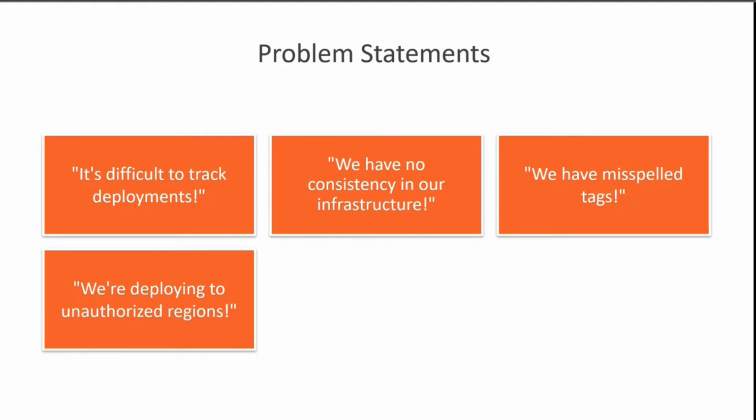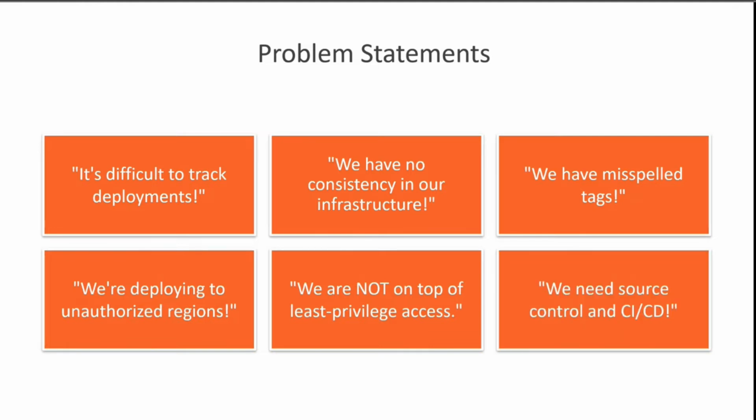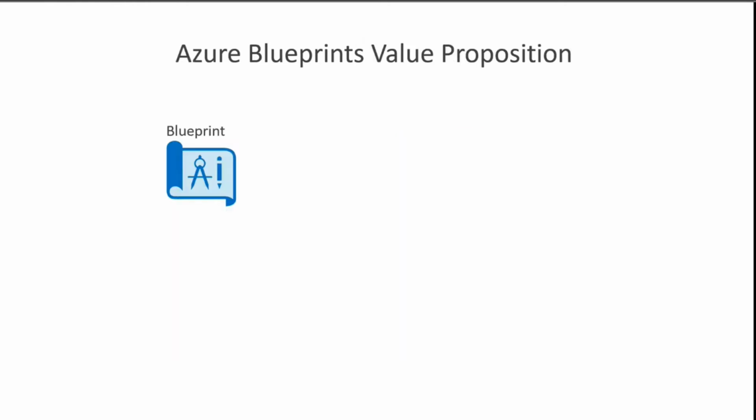of blueprints. We're deploying to unauthorized regions. We're not on top of least privilege access. In other words, we're not being as consistent with role-based access control assignments as we really should. Ultimately, we need more processes. I personally love Microsoft's definition of DevOps. I can't quote it exactly, but I think it's something along the lines of DevOps is the union of people, process, and technologies to deliver value continuously to customers and stakeholders, something like that.